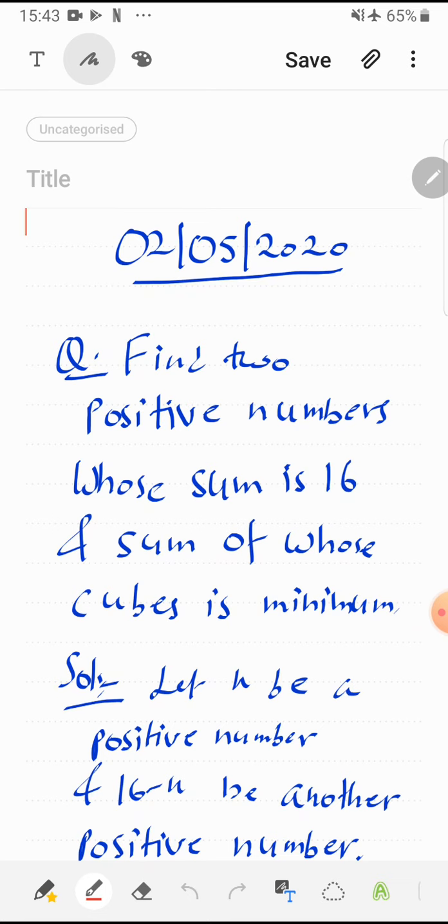Now here always remember that in applied maxima minima problems, or word problems, two quantities are given. One is fixed and the second is the quantity which we have to maximize or minimize. It depends upon the question. So here the fixed quantity is the sum, which is 16, and the quantity which we have to minimize is the sum of cubes. So we have to target these two quantities always.